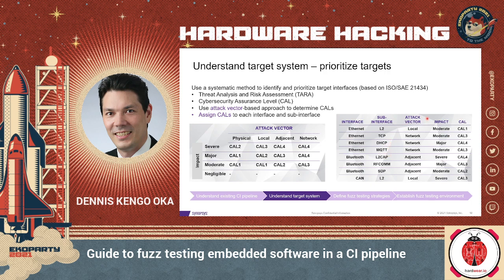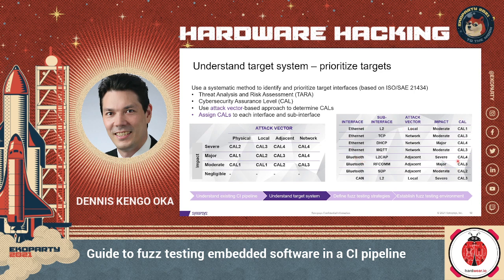It's important to note that the impact would depend on where this application or this software would run in the end. But just as an example, we have inputted different impacts here to get an idea of what can occur if an attacker is able to successfully attack that particular interface.